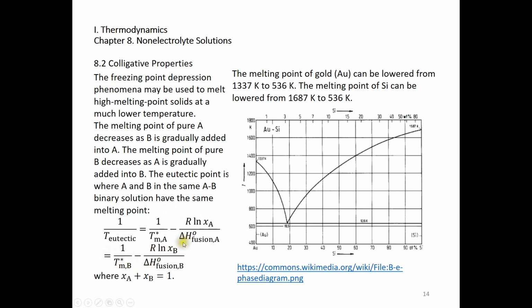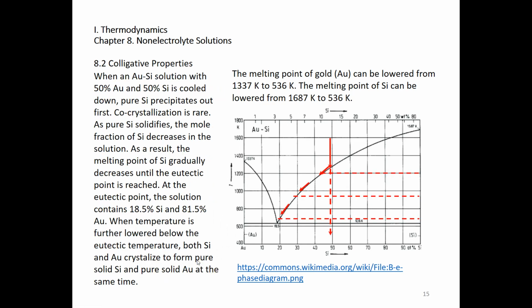And now we have A and B in the same solution. So it's possible for the melting point of A and B to be the same. We call that the eutectic point. But we need to solve this equation to predict the eutectic point.